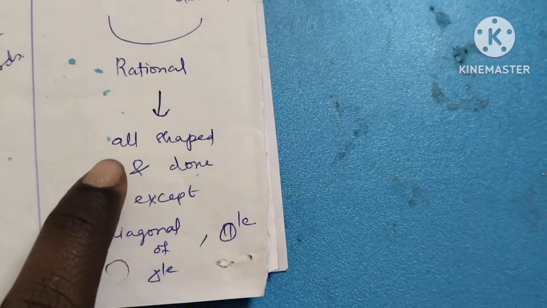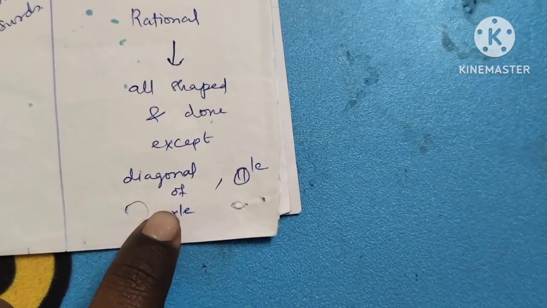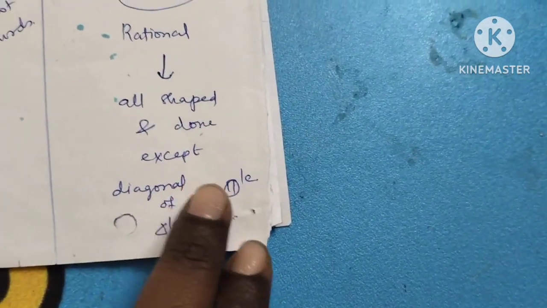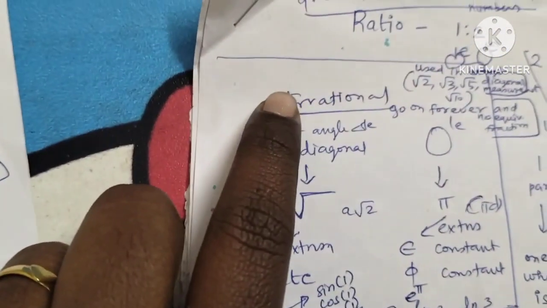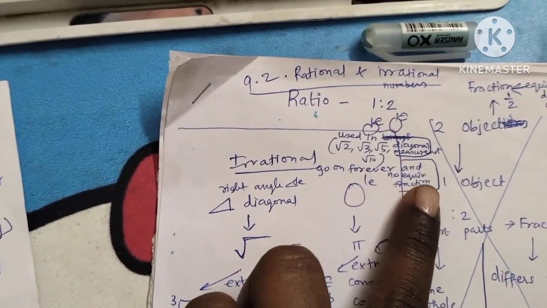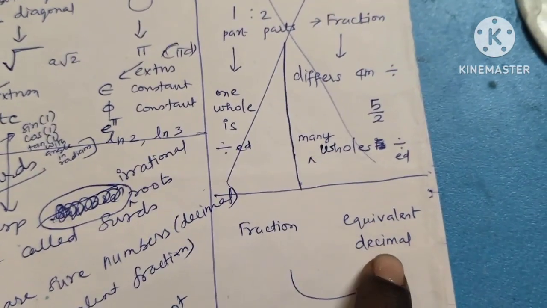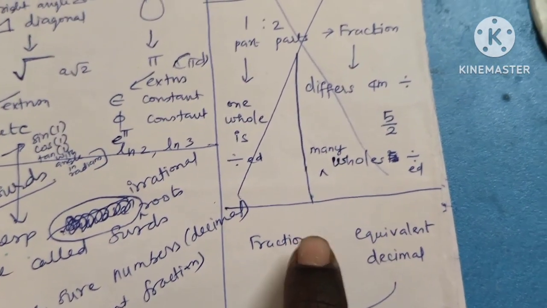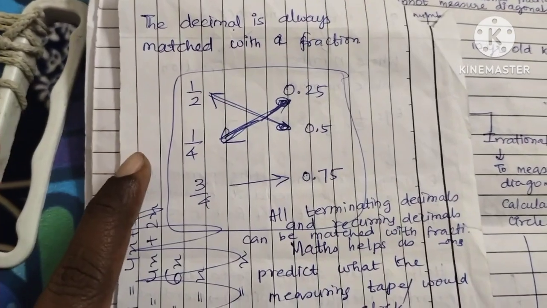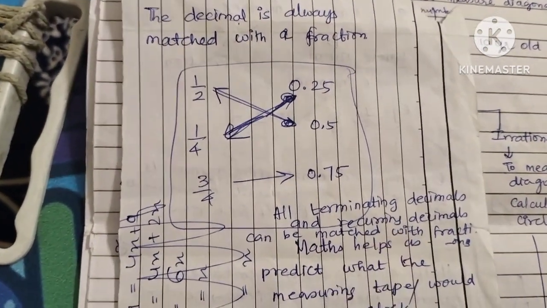This is workable for all shapes except the diagonal of a right angled triangle. Not every triangle, the right angled triangle. Basically the right angled triangle has the diagonal, and for the circle, they are called irrational numbers. Irrational numbers go on forever and they have no equivalent fraction. For the irrational decimal there is no equivalent fraction. They have approximated fractions. The decimal is always matched with the fraction. They are all terminating or else they are recurring but in a pattern.